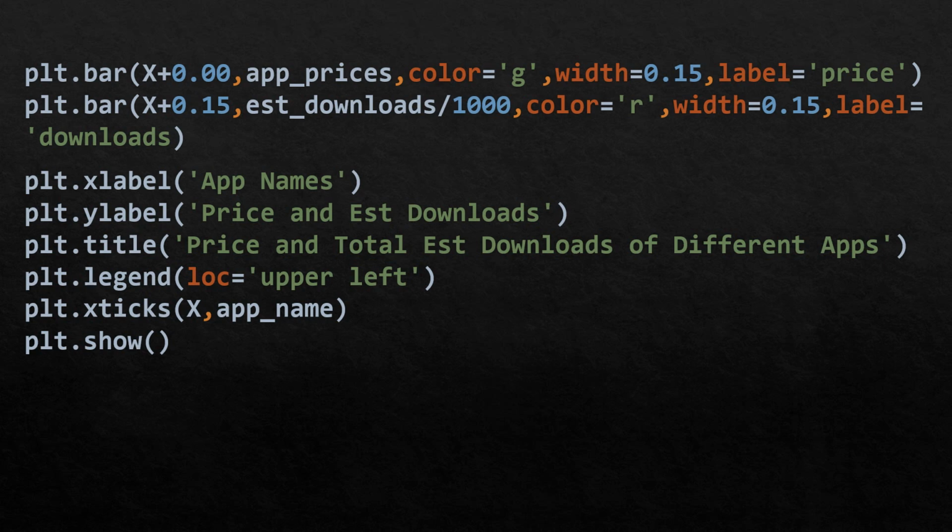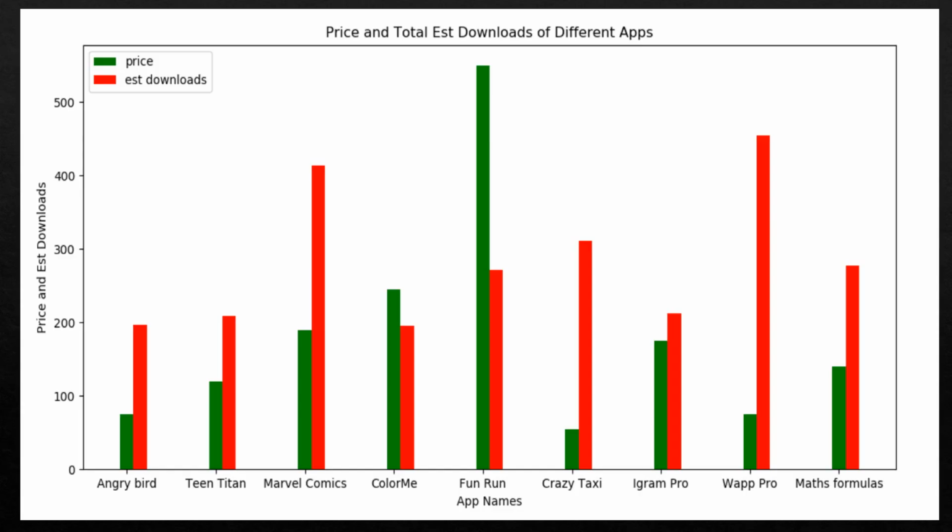And I have given a proper title and labels and legend. And you can also take xticks where the x-axis will show all the app names. The graph looks like this. First app, let's say Angry Bird. Prices are shown in a green color bar, and the AST downloads are shown in red color. So whatever is the AST downloads value, those are divided by 1000, and that value is taken over here. Similarly, it is done for all the different apps. So we have given the proper title and the corresponding labelings also.